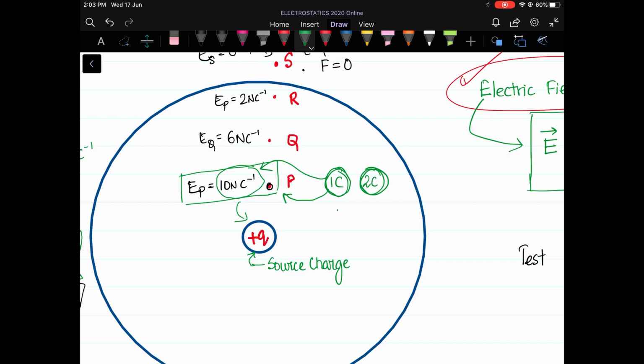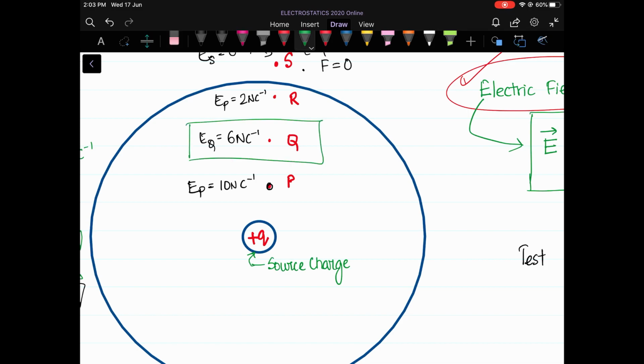And of course, if I come and take a charge of 3 coulombs and keep it here, if 1 coulomb is going to experience a force of 10 newtons, the 3 coulombs of charge at this point should experience a force of 30 newtons. Similarly, the meaning of this EQ equals 6 newtons per coulomb means that if I take a charge of 1 coulomb and keep it at this point Q, then this 1 coulomb of charge should experience a force of 6 newtons due to this charge. And of course, if I keep a charge of 2 coulombs at this point, this 2 coulombs of charge should experience a force of 12 newtons.